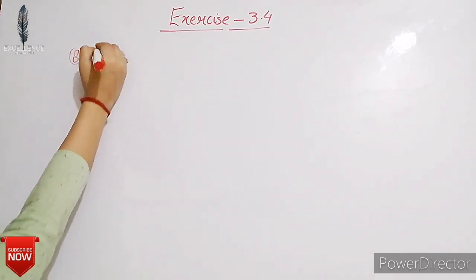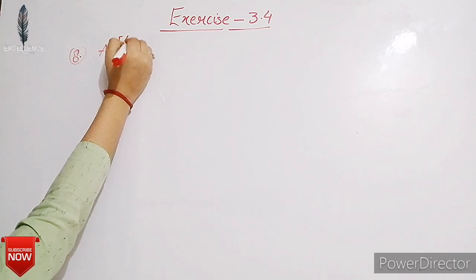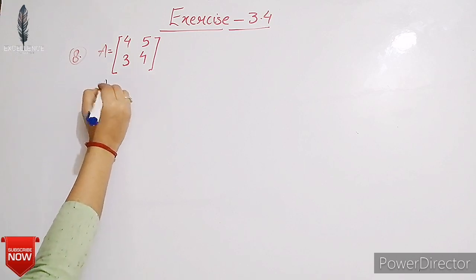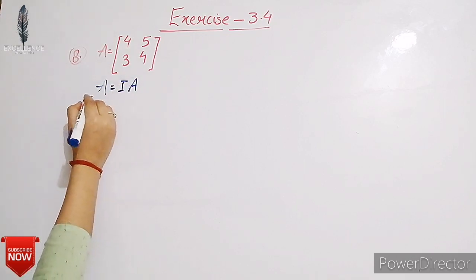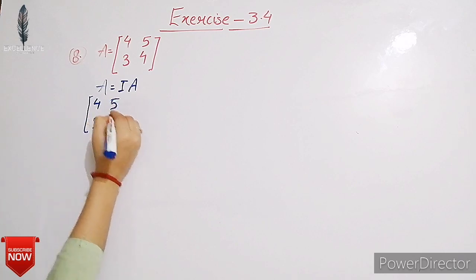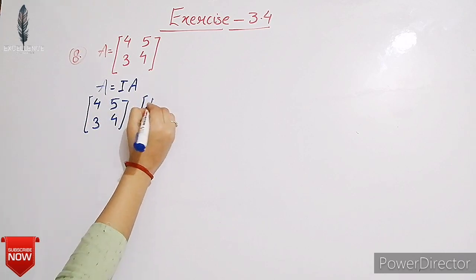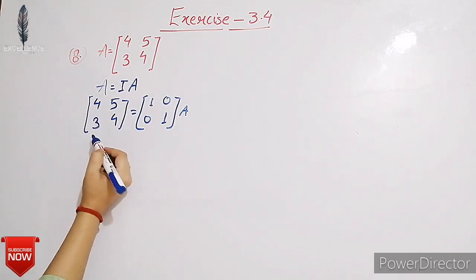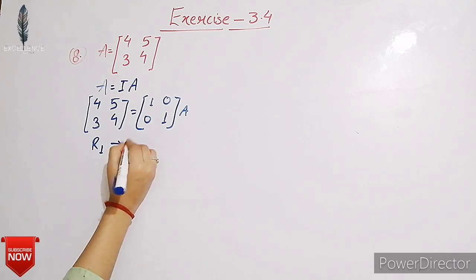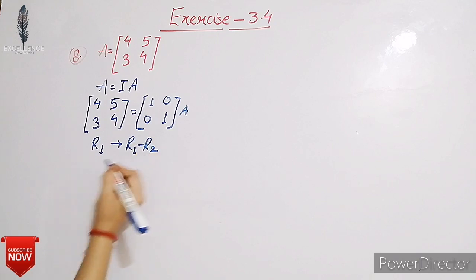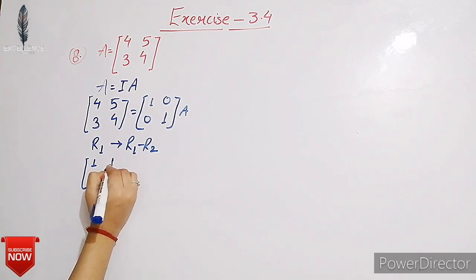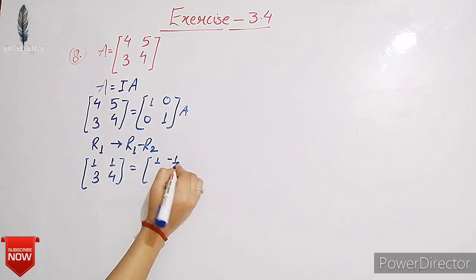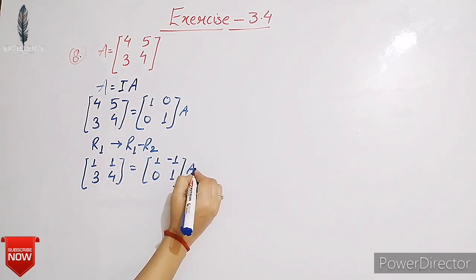Here A equals to 4, 3, 5, 4. Same, A equals IA, put the value of A, that is 4, 5, 3, 4 is equals to 1, 0, 0, 1 A. Now, change R1, that is R1 is such that R1 minus R2, so it becomes simple, that is 1, 1 and 3, 4 is equals to, it becomes 1 minus 1, 0, 1 A.